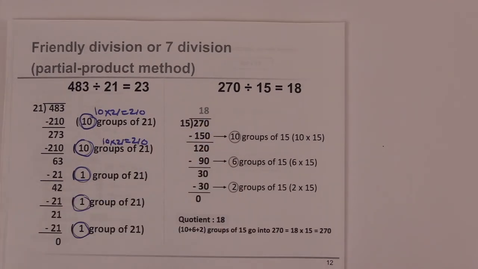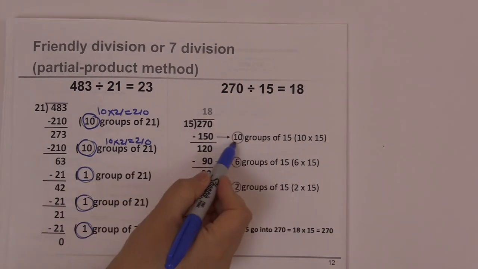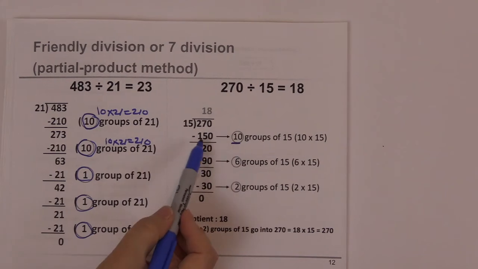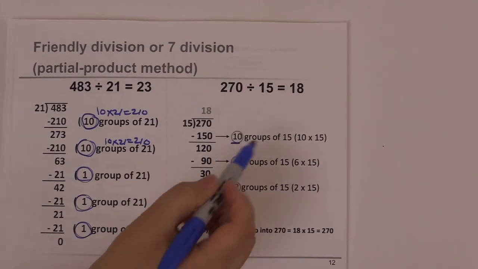We want to focus on the concept in here. I want to figure out how many groups of 15 can go into 270. I don't know how many, but I can think about it. 10 groups of 15 is, 10 times 15 is 150. So I can at least have 10 groups of 15 for this one here.